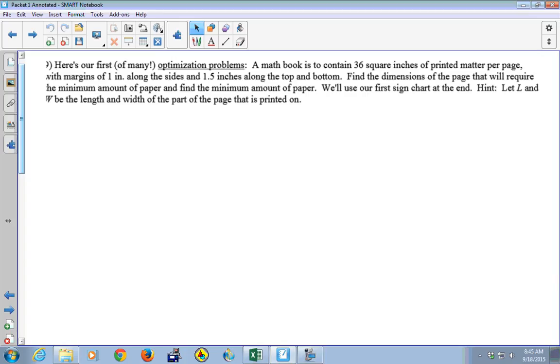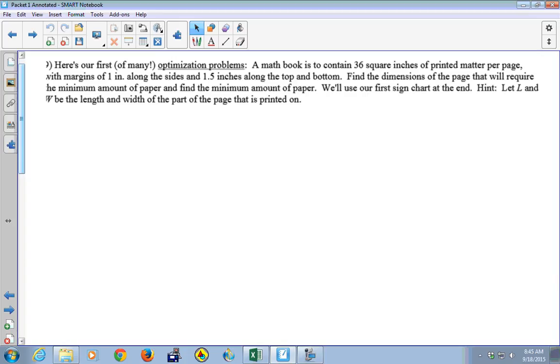So here's a math book printing optimization problem. A math book is to contain 36 square inches of printed matter per page. The margins are supposed to be 1 inch on the sides, 1.5 inches on the top and the bottom. Find the dimensions of the page that will require the minimum amount of paper, and find what that minimum amount of paper is. Okay. We'll use our first sign chart at the end.